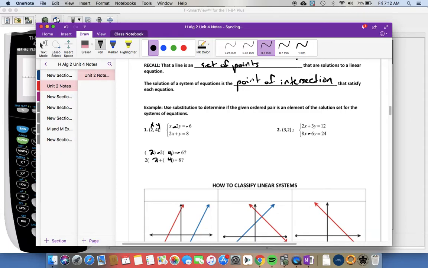2 minus 2 multiplied by 4, which 2 multiplied by 4 is 8. 2 minus 8 is in fact negative 6. So we're good there. Let's see, second one, 2 multiplied by 2 is 4. 4 plus 4 is 8. 8 does equal 8, so we're good there. So what we can say is that (2, 4) is in fact a solution.